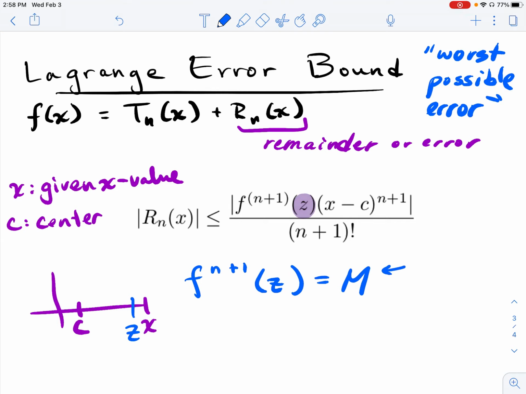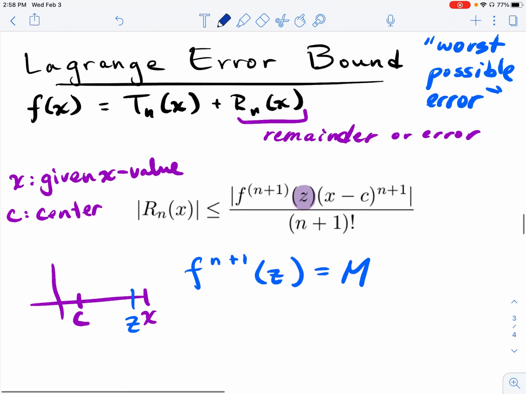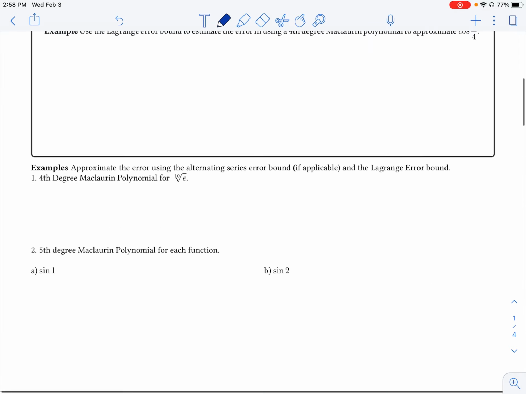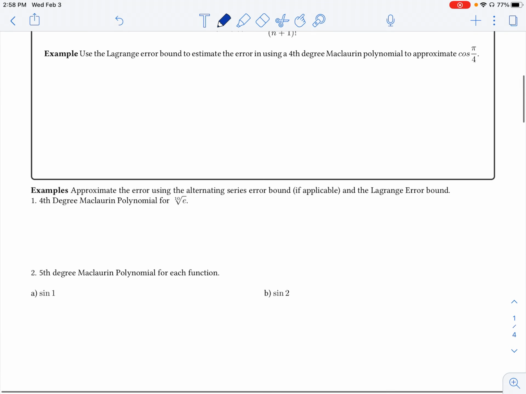Now, I think this will help if I actually do a problem here with actual numbers, so we can start to make sense of this a bit more. Okay, so let's try an example. This example here is this example up here in the notes. We're going to do this problem right over here, but I just want a little bit more space to work with. But know that we're trying to use a 4th degree Maclaurin polynomial to approximate cosine of pi over 4.